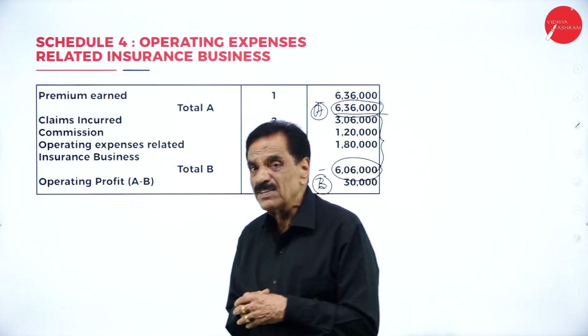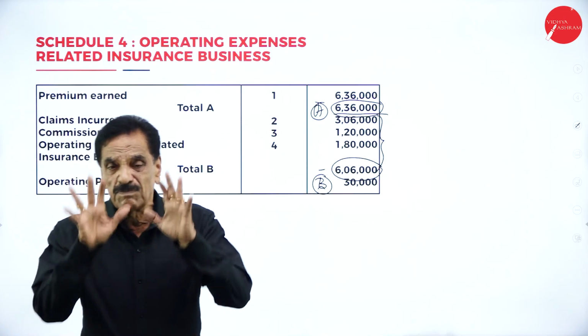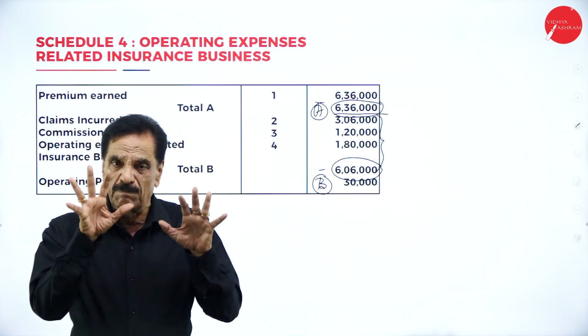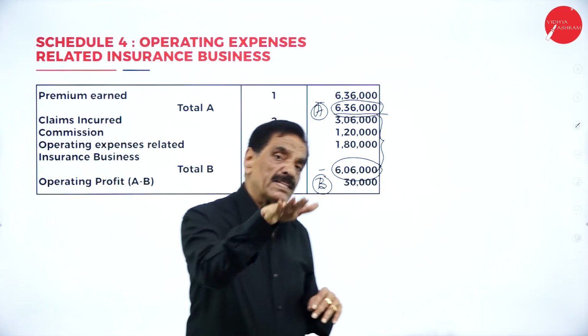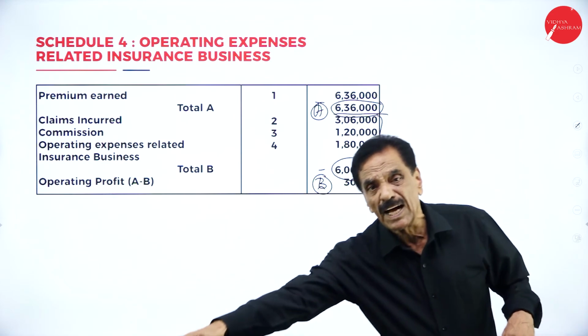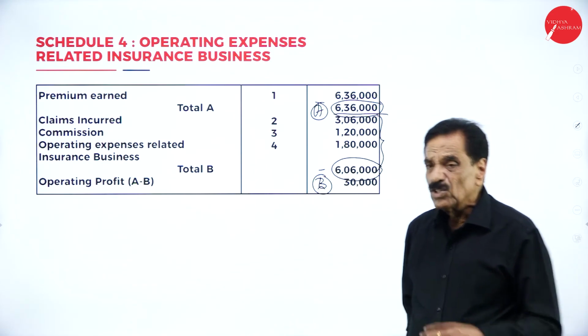But in the case of general insurance, it is not so. If the particular event happens, then they pay. Bonus will be given in life insurance. No bonus will be given in general insurance. So what is the format?